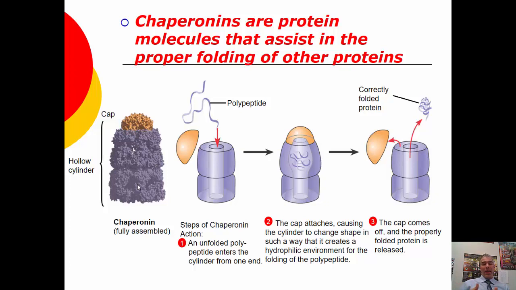It probably would be hindered or affected in a negative way, and therefore you would not be able to make a lot of proteins. There's some cancers that have issues with their chaperone proteins, actually. So super cool.